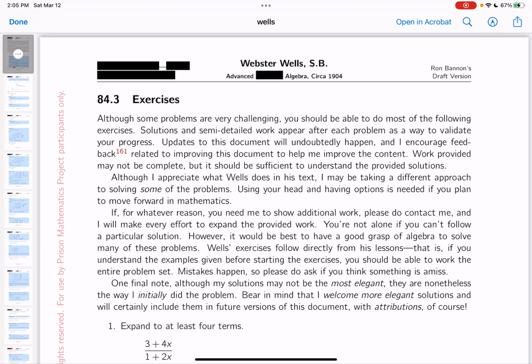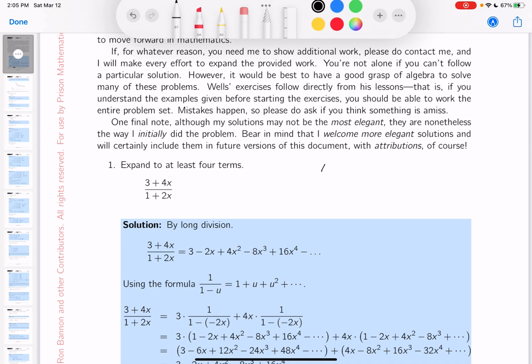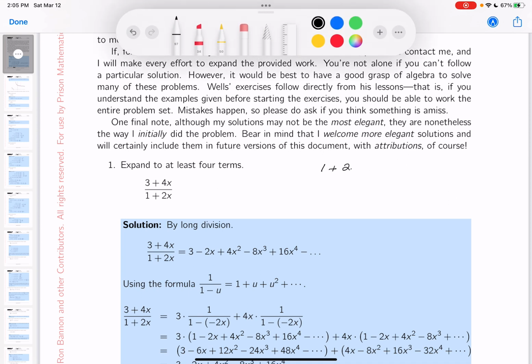84.3, the exercises. So we're going to look at one problem at a time. This one wants us to expand to 4 terms. The way I would recommend to do this is by a long division. So this one over here, if you look at it, it's 1 plus 2x, and I'm dividing that into 3 plus 4x.